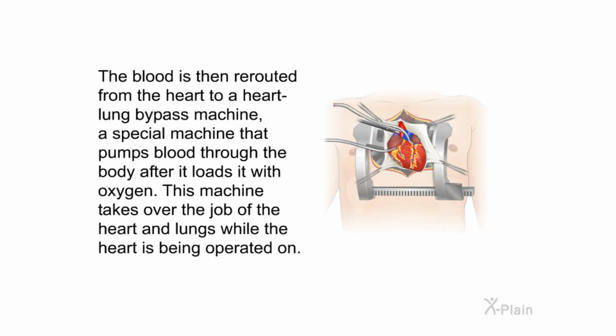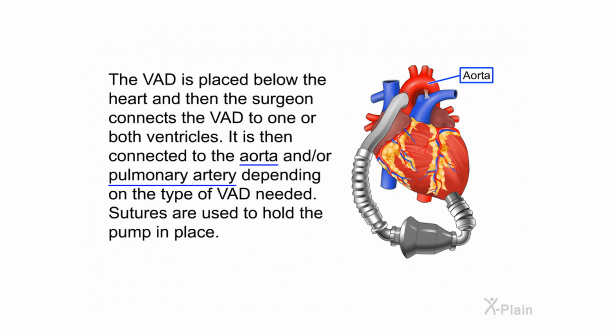The blood is then rerouted from the heart to a heart-lung bypass machine, a special machine that pumps blood through the body after it loads it with oxygen. This machine takes over the job of the heart and lungs while the heart is being operated on. The VAD is placed below the heart and then the surgeon connects the VAD to one or both ventricles. It is then connected to the aorta and/or pulmonary artery depending on the type of VAD needed. Sutures are used to hold the pump in place.